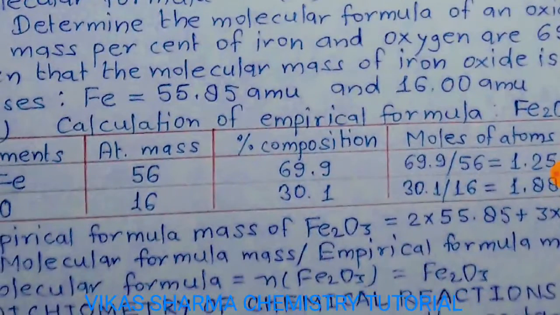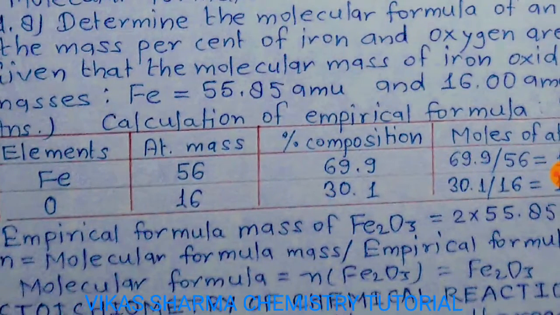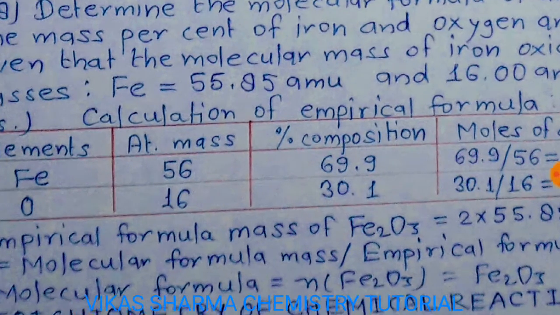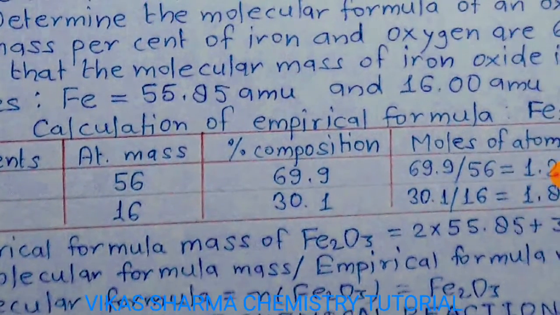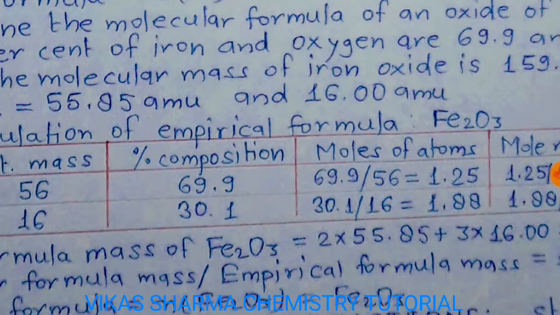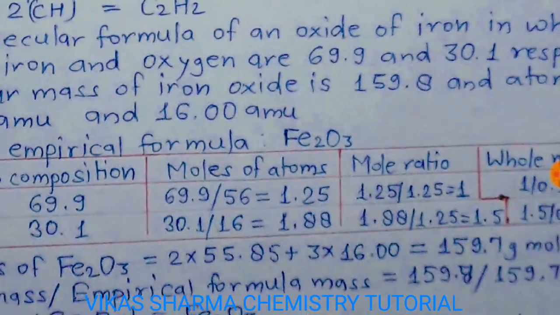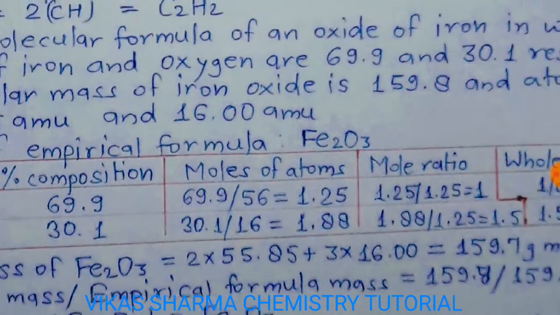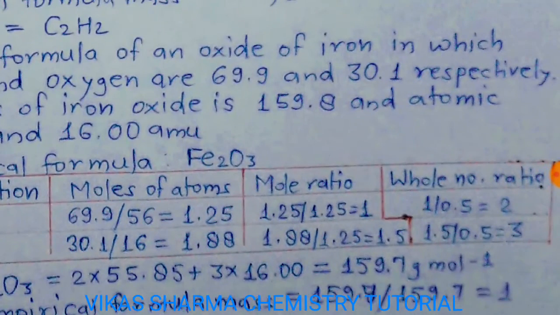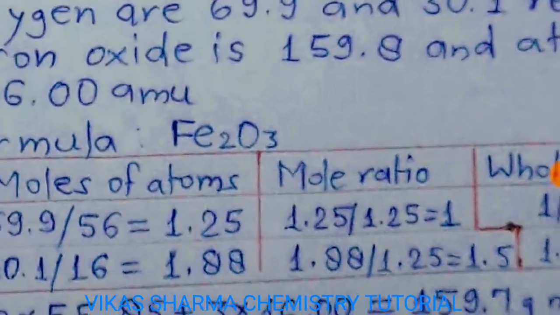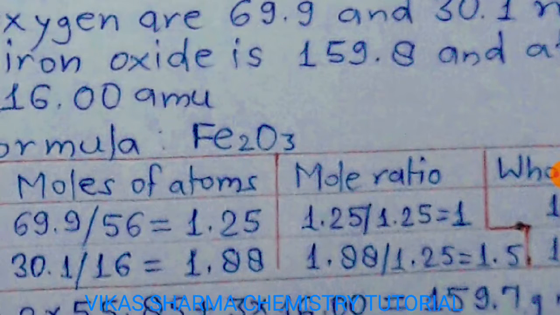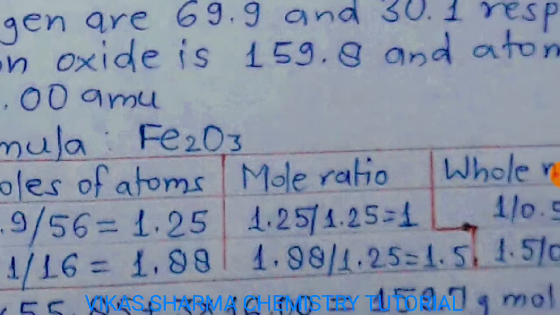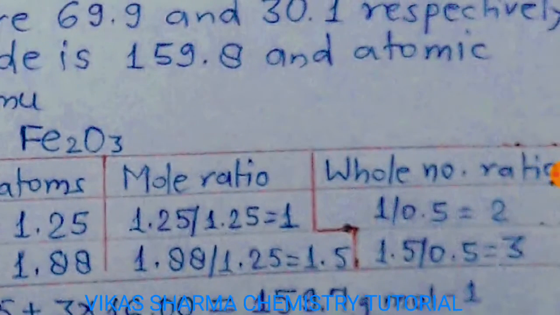So student, in ferric oxide there are two elements, iron and oxygen. Fe atomic mass is around 56, percentage composition 69.9. So we can calculate the moles of atoms by dividing the percentage composition by their atomic mass. It is 1.25. Mole ratio. Student, in the column of moles of atoms, you divide by the lowest value. So 1.25 is the lowest value. 1.25 divided by 1.25, it is 1.